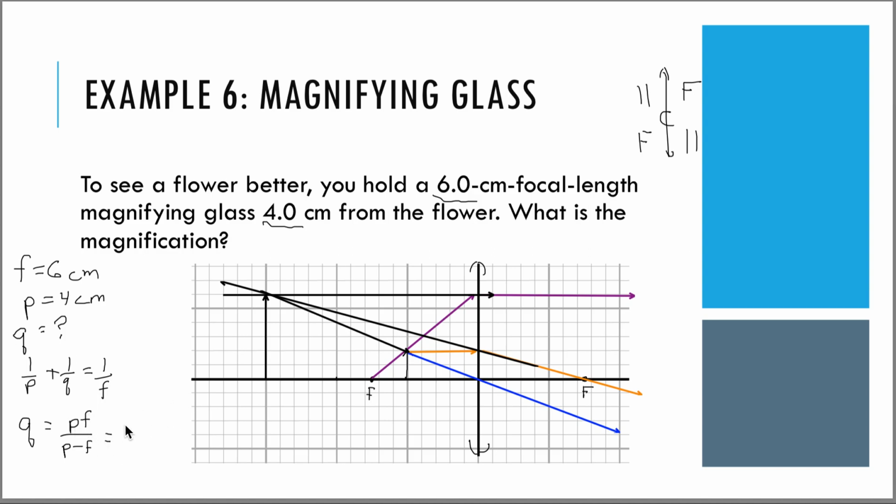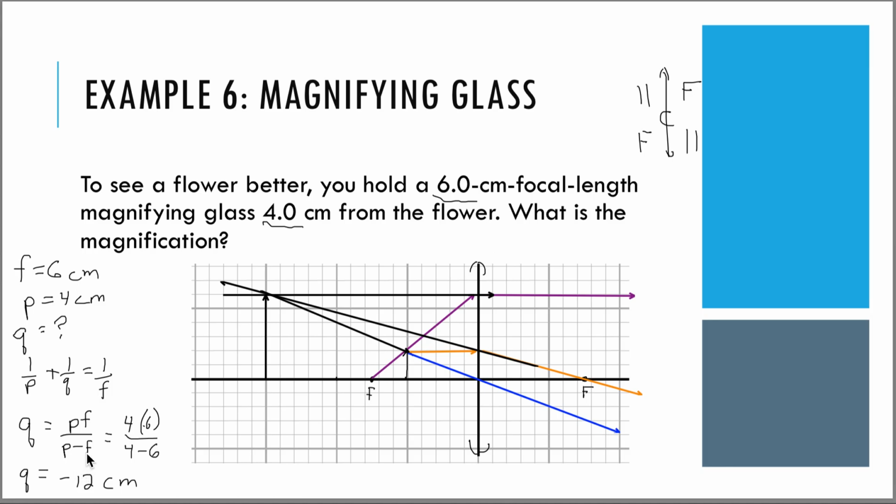p is 4, so 4 times 6 divided by 4 minus 6. So we can see we get 24 over negative 2, which gives us a q of negative 12. So that makes sense because the image was formed in front of the lens. It was a virtual image, so it has a negative image distance.